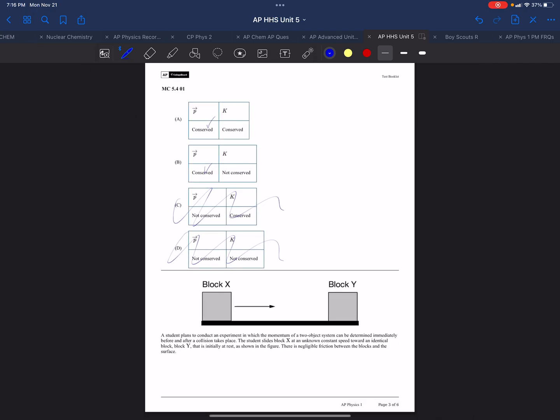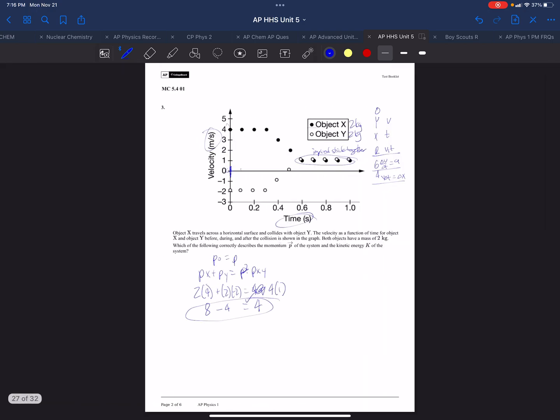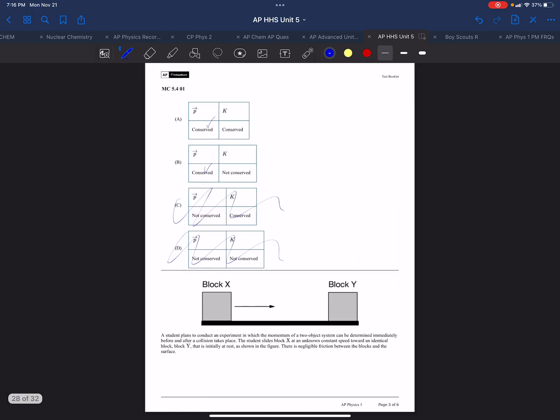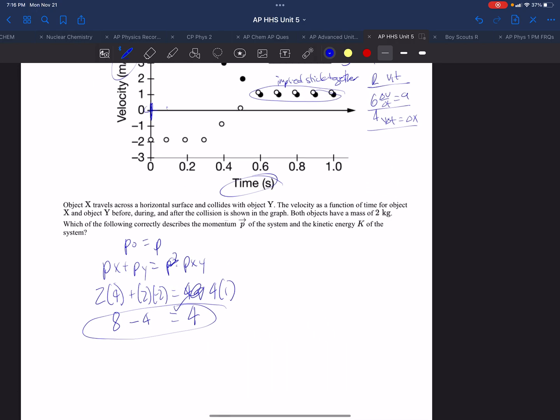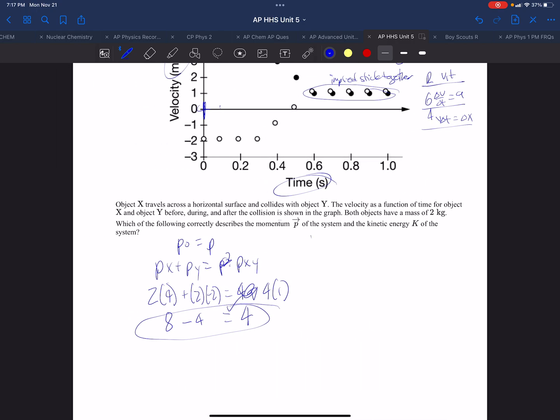So the question of what is going on with the kinetic energy: well, since it's stuck together, we expect it to not be conserved. This is a sticky collision, so we don't expect it to be conserved. Now, we can test it out. It'll be lengthy, but we should do it. So does our initial kinetic energy equal the final kinetic energy? We have the kinetic energy of X plus the kinetic energy of Y, compared to the kinetic energy of XY.